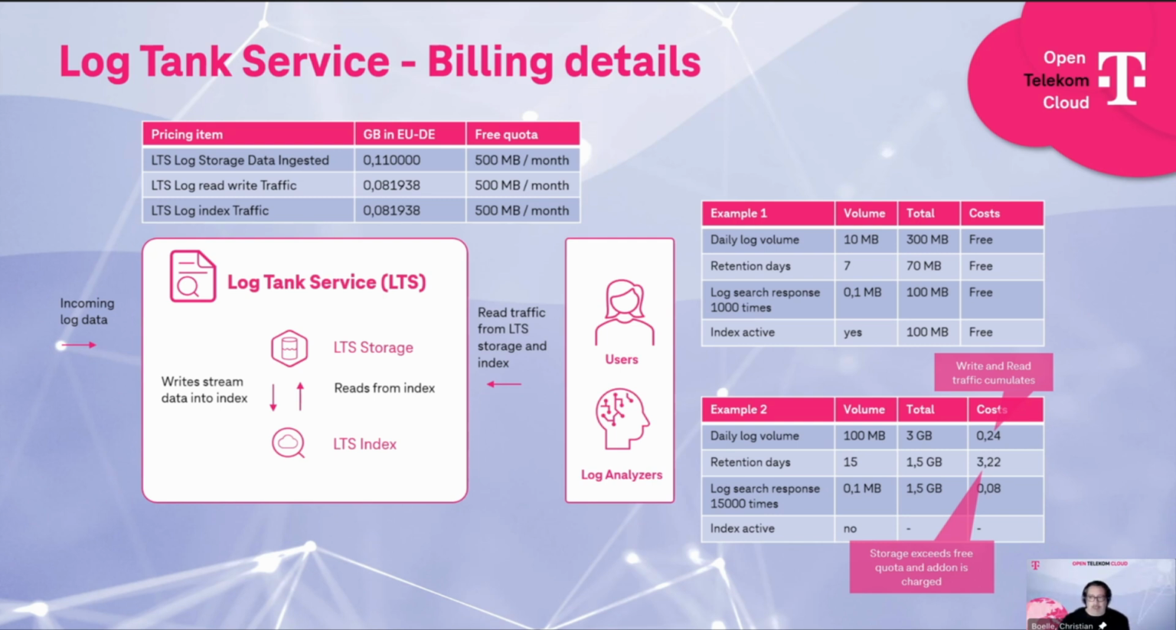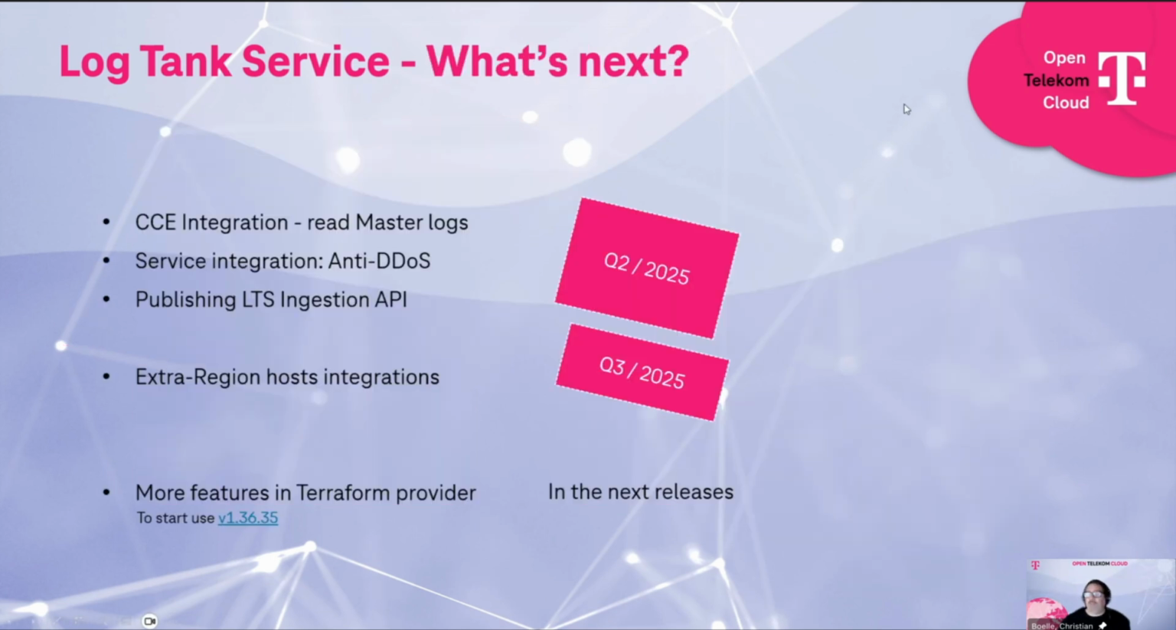In the configuration of LTS, you can also configure that you don't want to go into the paid model, and then the service ensures that it automatically stays under 500 MB. But this also means that you're losing your log data when you reach 500 MB storage. So this is it, and then maybe what is coming next, what we are working on.